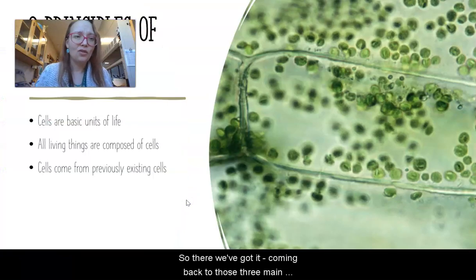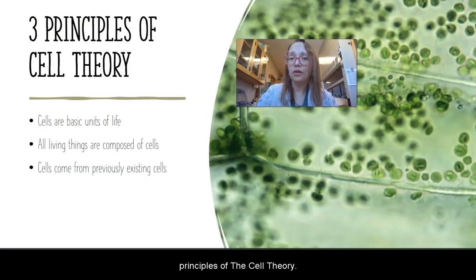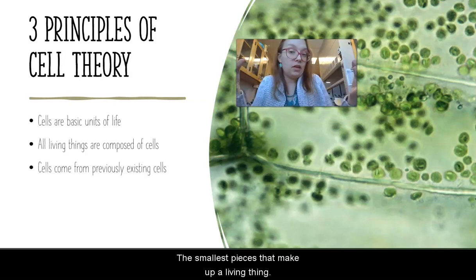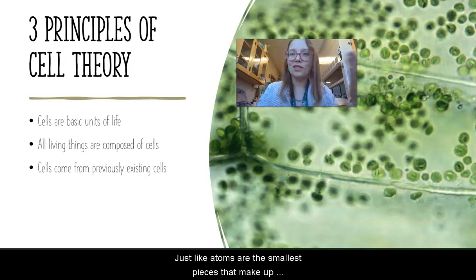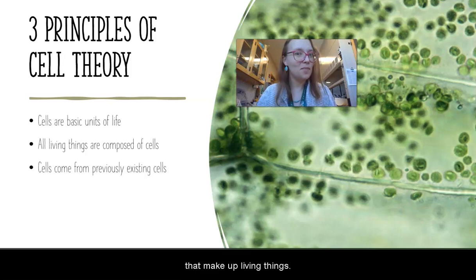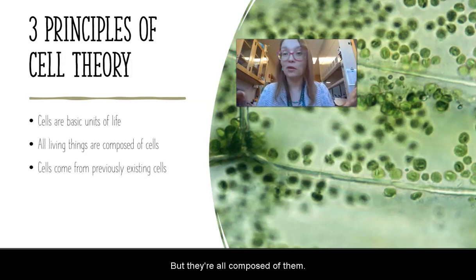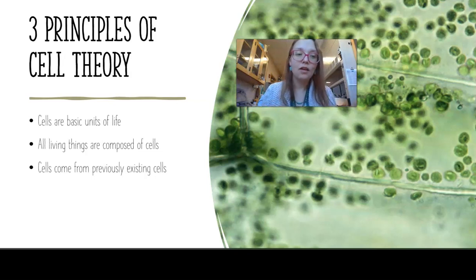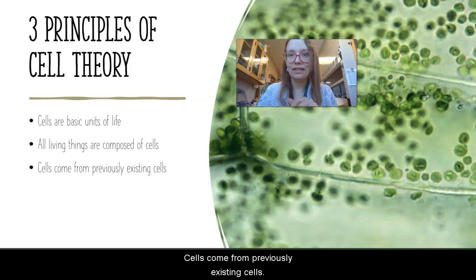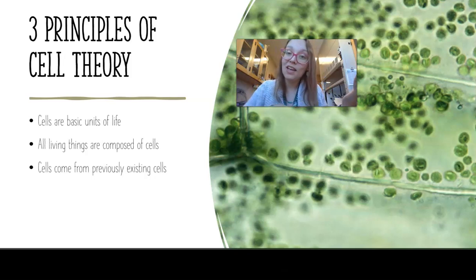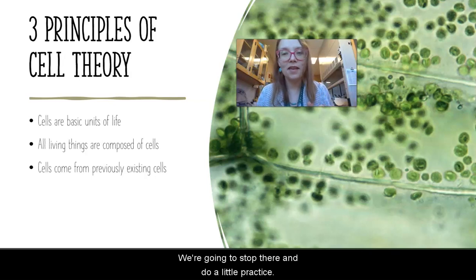So there we've got it, right? Coming back to those three main principles of the cell theory. All living things are composed of cells. We've pieced them all together. Cells are the basic units of life, the smallest pieces that make up a living thing. Just like atoms are the smallest pieces that make up matter, cells are the smallest pieces that make up living things. And all those living things are composed of cells. Could be one or many, but they're all composed of them. And lastly, cells come from previously existing cells. They don't just show up. There has to be a cell present first in order to make new ones. So we're going to stop there, do a little practice.